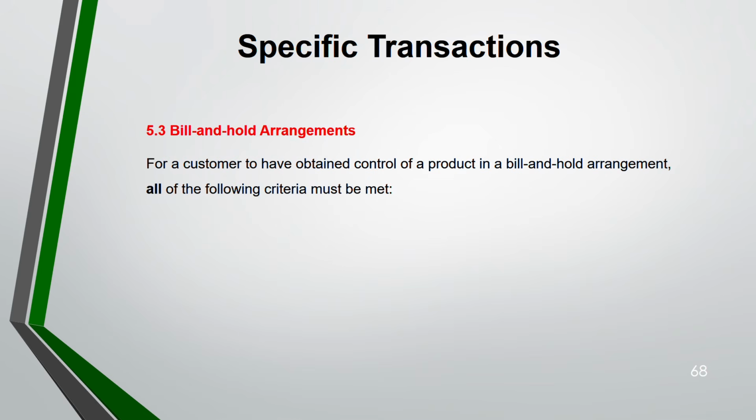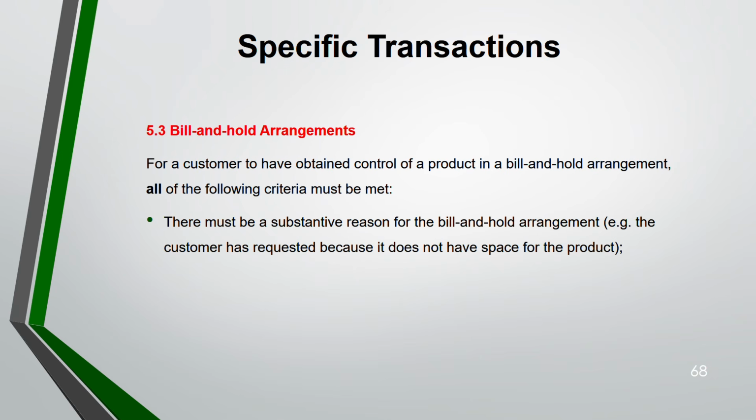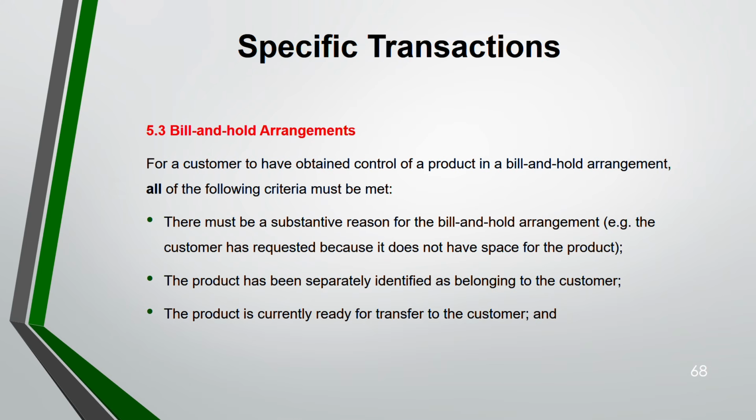For a customer to have obtained control of a product under a bill and hold arrangement, all of the following criteria must be met. First criteria, substantive reason for the bill and hold arrangement. Example, the customer has requested it because it does not have space for the product. Next, the product has been separately identified as belonging to the customer. Product is currently ready for transfer to the customer. Entity cannot use the product or direct it to another customer. So if all 4 conditions are there, it is said that the customer has control of the product. Hence, you can recognize revenue.